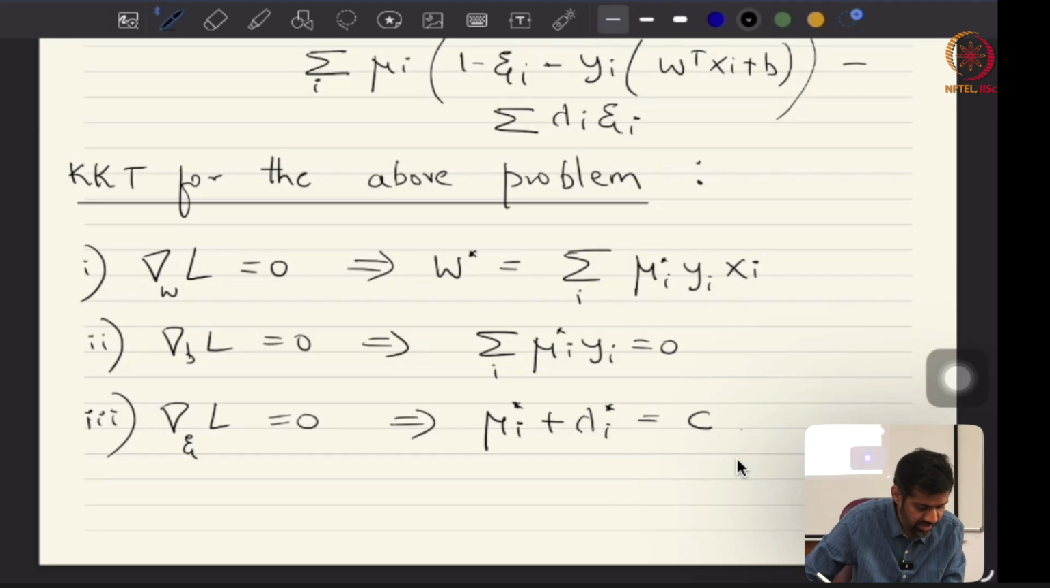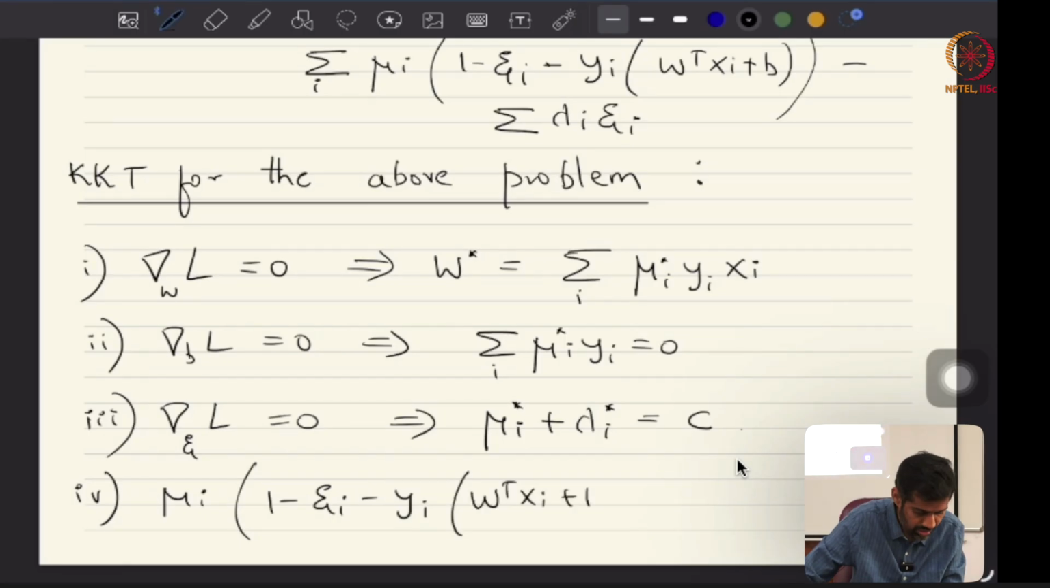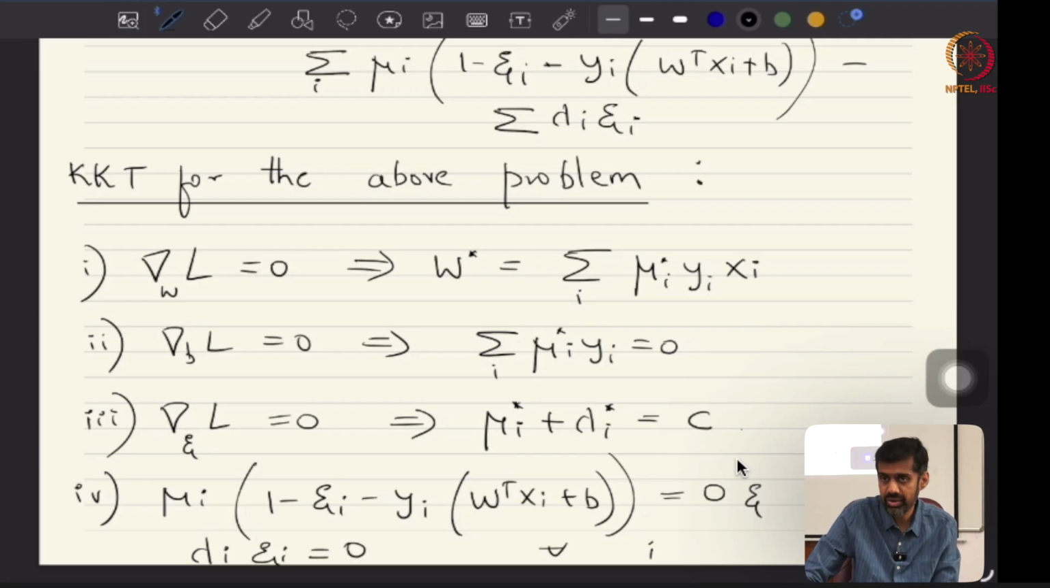And we have the complementary slackness conditions, which would be constraints times Lagrange multiplier: mu_i times (1 minus xi_i minus y_i times (w transpose x_i plus b)) is equal to 0, and lambda_i times xi_i is equal to 0 for all i. So these two are complementary slackness conditions. Okay, these are the KKTs that we have.